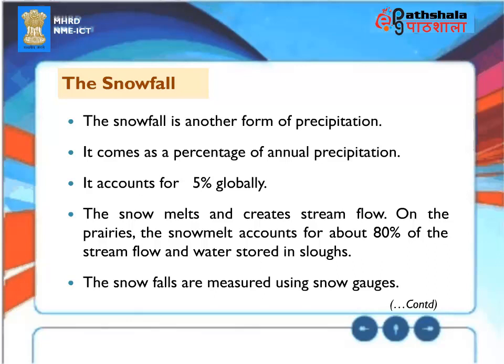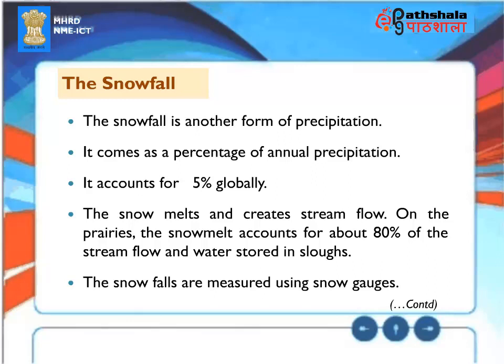The snowfall. The snowfall is another form of precipitation. It comes as a percentage of annual precipitation. It accounts for 5% globally. The snow melts and creates stream flow. On the prairies, the snow melt accounts for about 80% of the stream flow and water stored in sloughs.